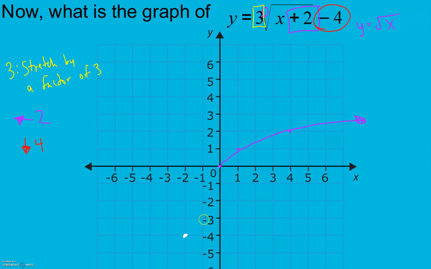Instead of going over 1, up 1, like I did here, over 1, up 1, I'm going to take that 1 and multiply it by my stretch. I'm going to go over 1, up 3. Instead of going over 4, up 2, I'm going to multiply that 2 by my stretch of 3 and go over 4, up 6. And that is my point. So my new function looks kind of like that.